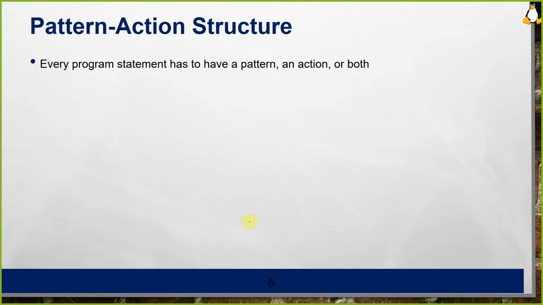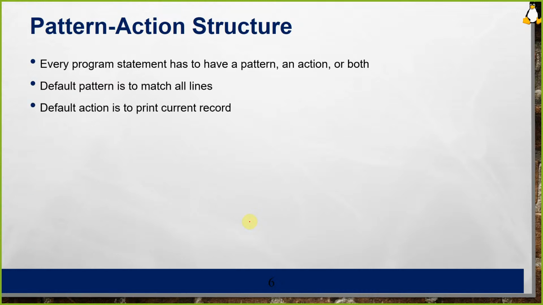Every program statement has to have a pattern, an action, or both. The default pattern is to match all lines. The default action is to print the current record. Patterns are simply listed and actions are enclosed in braces, because you may have multiple actions on the same pattern.